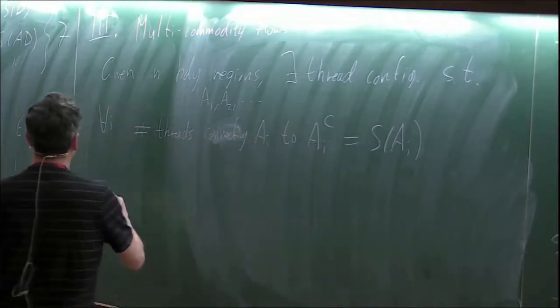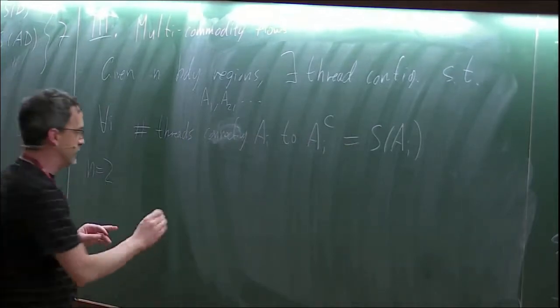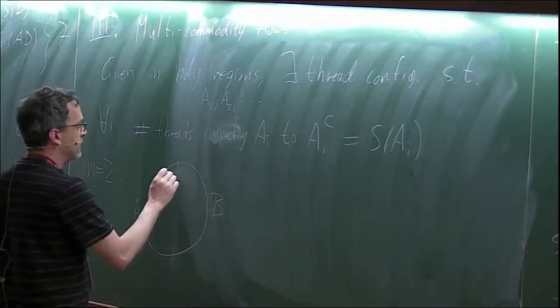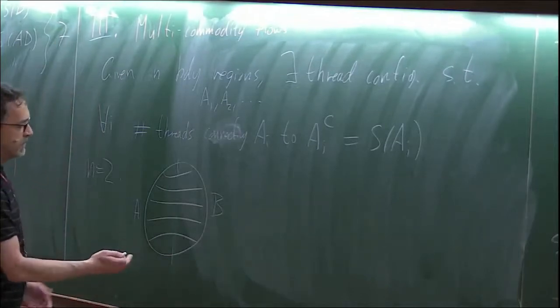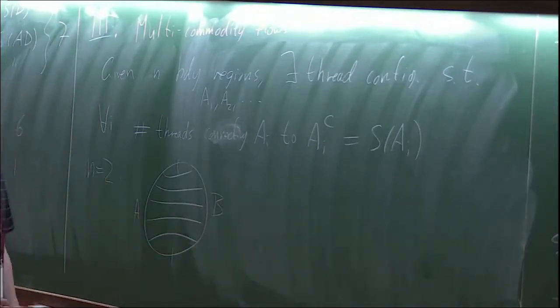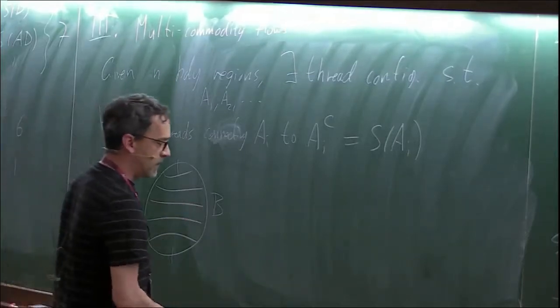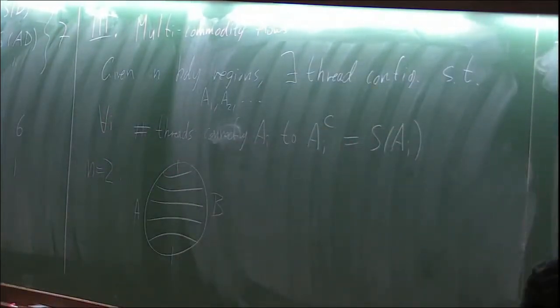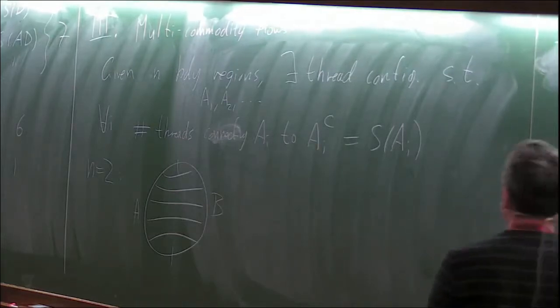So let me just do some examples. The case n equals 2 is a completely trivial statement. It's pretty much content-free. You already know that for any thread configuration, the number from A to B is the same as the number from B to A, so it's just saying there exists one which maximizes that. It's much more interesting when you have more than two, and even more interesting when you get to 4.